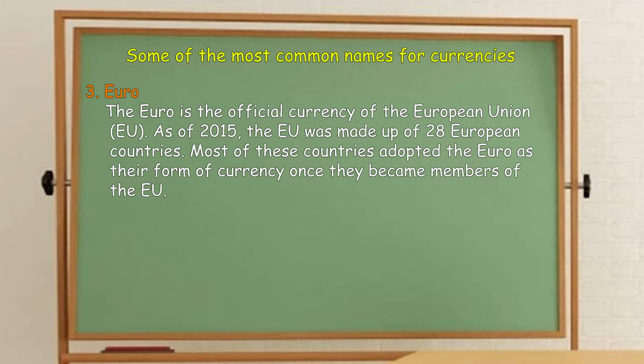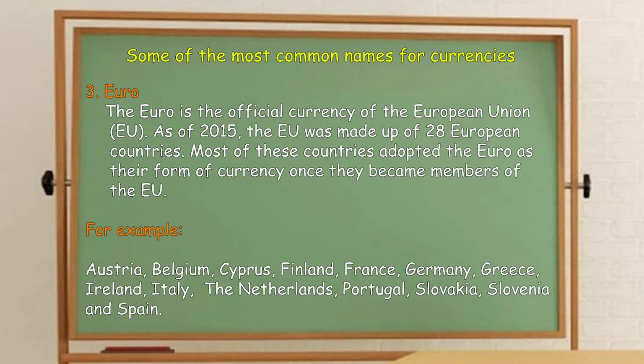As of 2015, the European Union was made up of 28 European countries. Most of these countries adopted the euro as their form of currency once they became members of the EU. Example: Austria, Belgium, Cyprus, Finland, France, Germany, Greece, Ireland, Italy, the Netherlands, Portugal, Slovakia, Slovenia, and Spain.